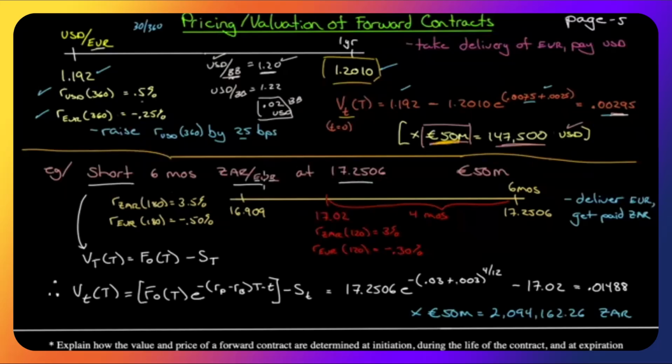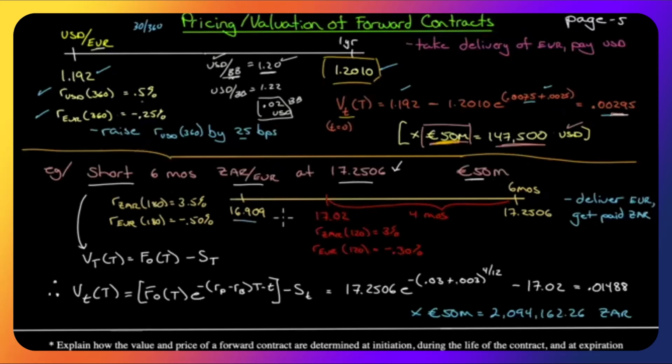We're going to get paid 17.2506 South African rand for each euro. We are short the euro. And this contract pays off if the euro price falls. And let's again assume that it's for 50 million euro because the contract amount is in terms of the base. If we're going to deliver euro, how much euro are we going to deliver?